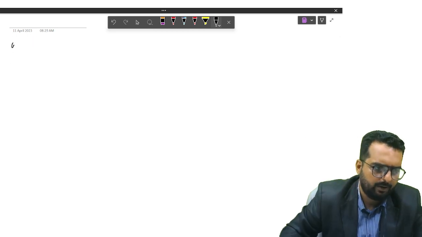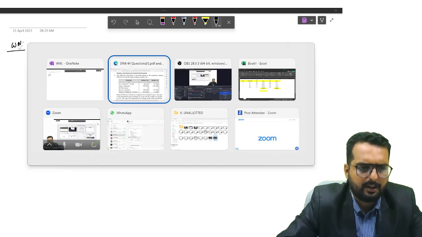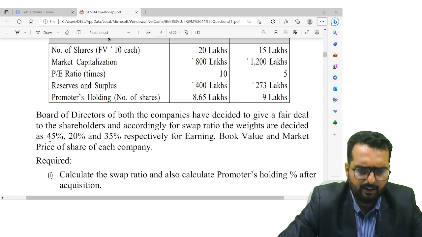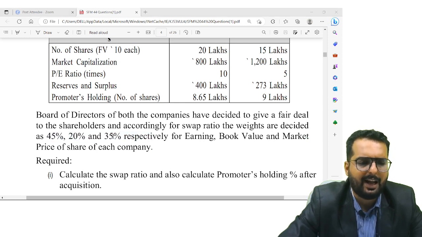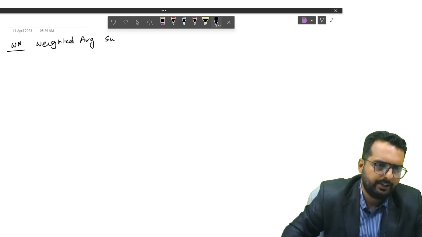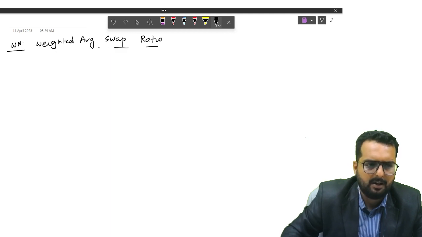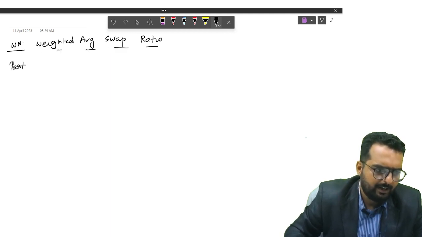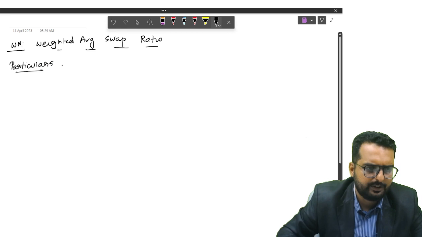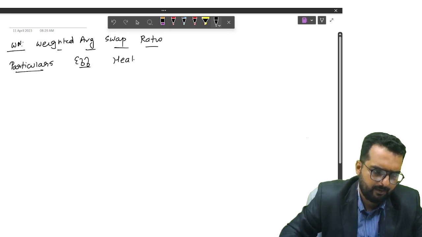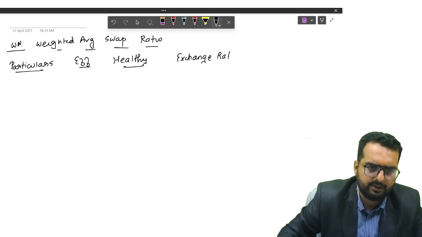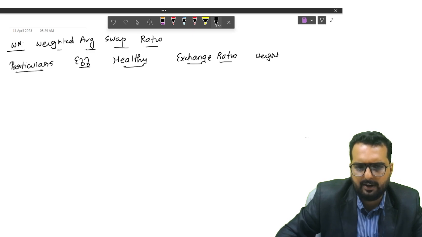Let me now go to the next working note. Down they are saying the board of directors wants to give a fair deal and they are deciding the weights as 45, 20 and 35%. So we need to find out the weighted average swap ratio. Here I'll write down particulars, Efficient and Healthy. Based on this, we can find out the exchange ratio and you will have a weight.